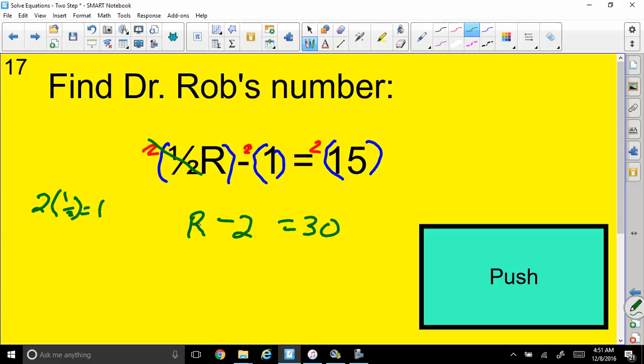And notice, there is no fraction anymore. You got a regular equation. And now you should be able to guess Dr. Rob's number, because what we did was we did something called clearing the denominator. There's a video I created about dealing with fractional coefficients, how to get rid of them. Check out that video. So now you should be able to find Dr. Rob's number with ease. So I'll let you finish it off.